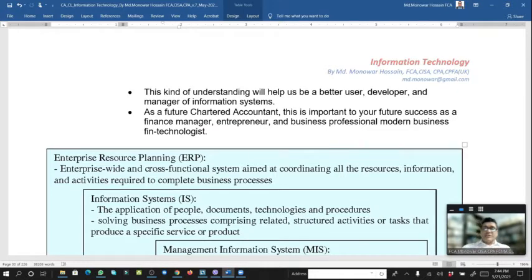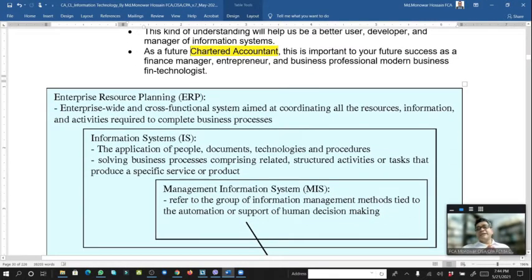As a future chartered accountant, this is important for your future success as a finance manager, entrepreneur, and business professional in modern business and fintech technology. So you have to understand all things properly.